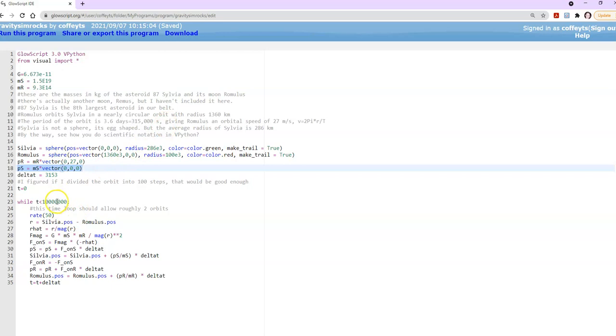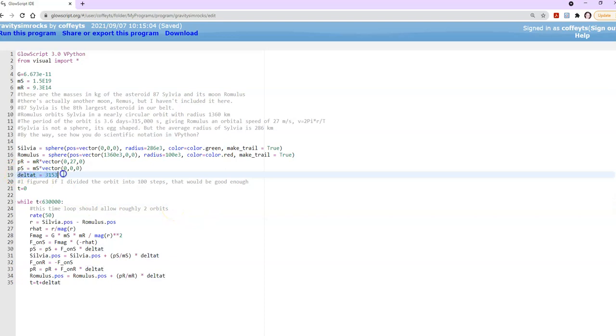So let me go ahead and fix that. I was monkeying with my code. So I'm going to set my time as 630,000 seconds, and that'll take it through slightly more, or roughly 2 periods, right? So while time is less than 630,000 seconds, that should give me roughly 2 orbits, okay?